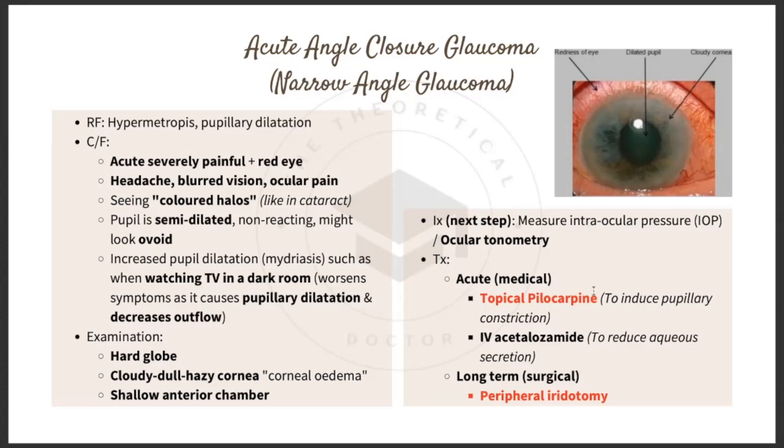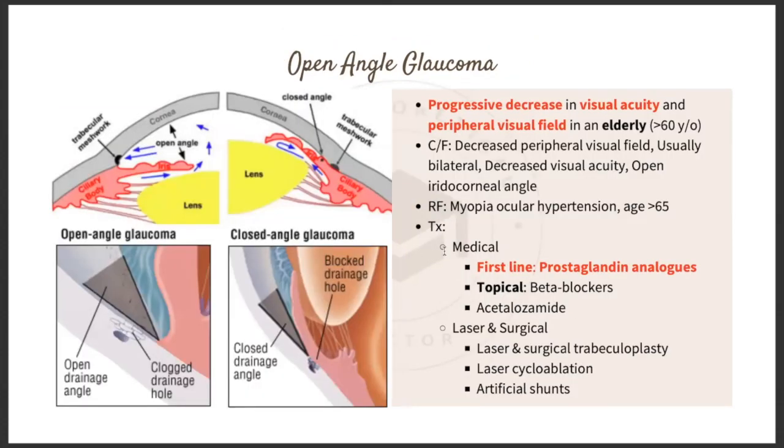So treatment can be medical or surgical, depending. So the first line treatment would be topical pilocarpine to induce pupillary constriction, and IV acetazolamide to reduce aqueous secretion. The long-term treatment, of course, would be surgical. So if they ask what is the definitive treatment, it would be peripheral iridotomy. But what is the first line treatment? That would be topical pilocarpine.